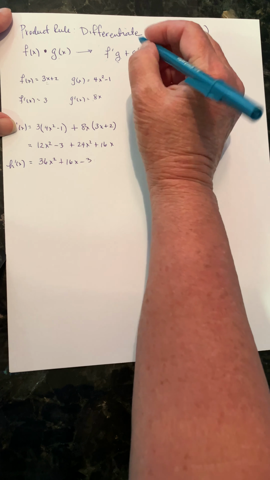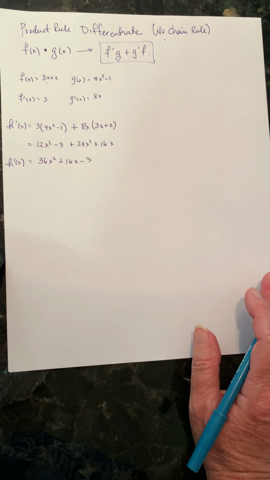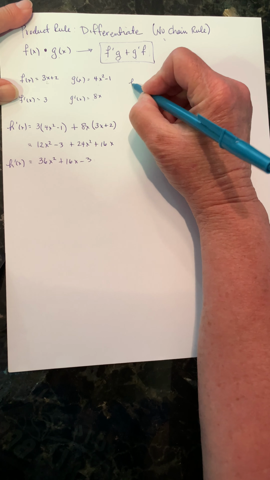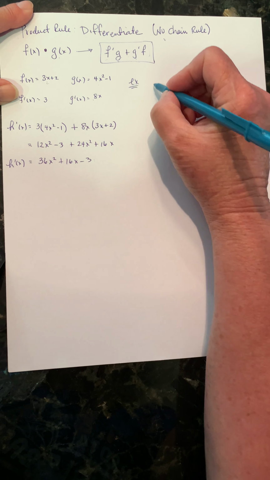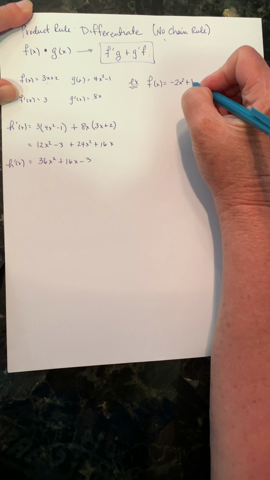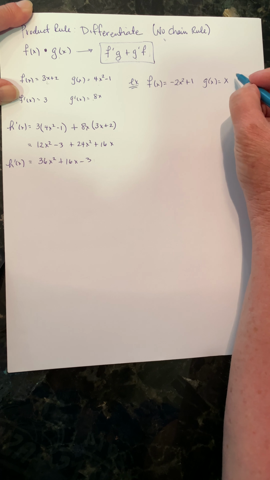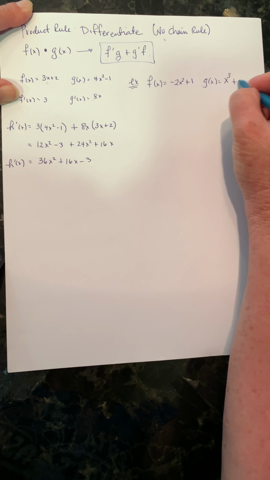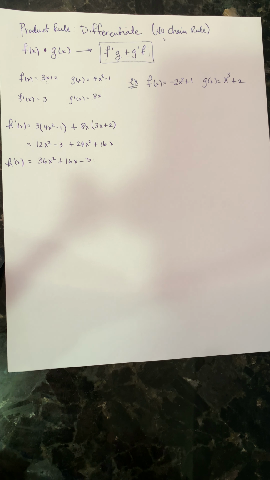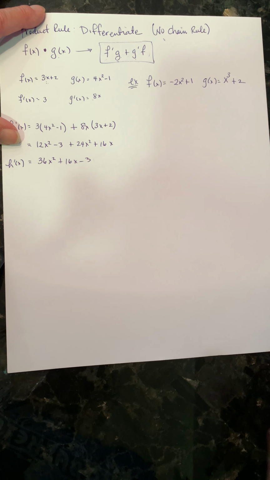So again, you're using this structure to get the derivative when you multiply two functions together. So I'm going to give you two functions, and I want you to pause it and see if you can do this. We're going to do f of x equals negative 2x squared plus 1, and g of x equals, how about we just use x cubed plus 2. All right, so pause it, try it. I'm going to go on so you can get your solution.